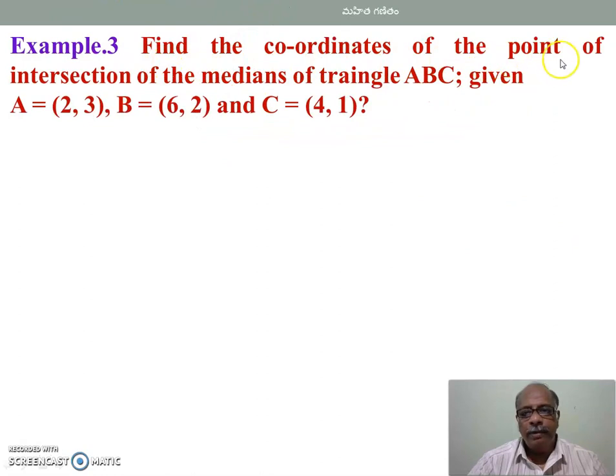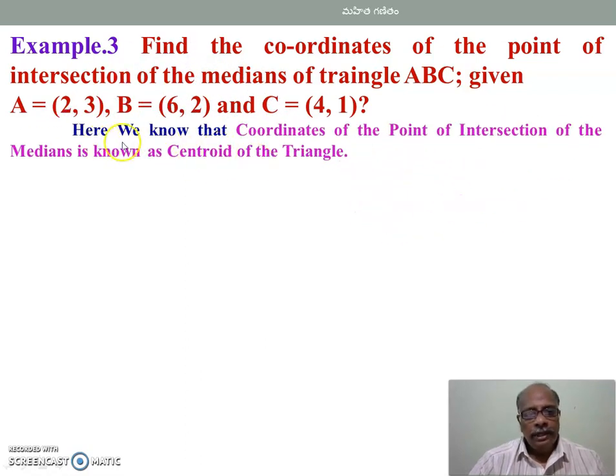Find the coordinates of the point of intersection of the medians of a triangle ABC given this one. A is equal to (2, 3), B is equal to (6, 2), C is equal to (4, 1). Here, in this question, there is no word centroid, but a hint is given. What is that? Find the coordinates of the point of intersection of the medians. We know that the point of intersection of the medians is the centroid. So, the question is, we have to find the centroid of this triangle.